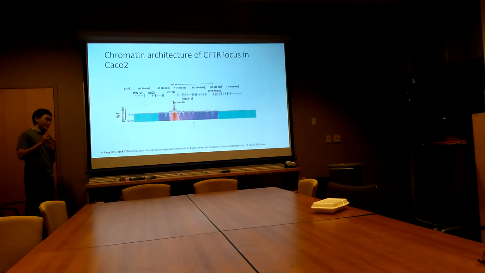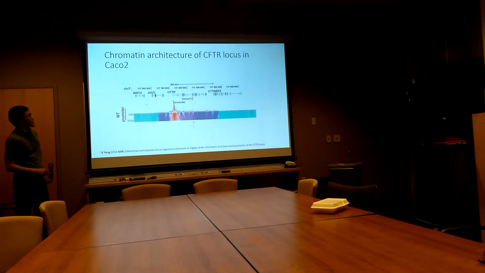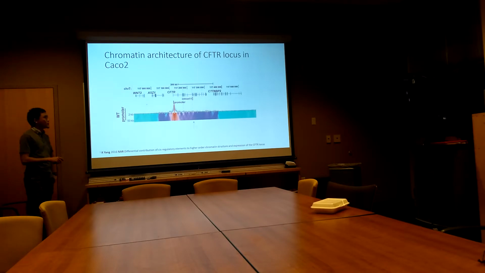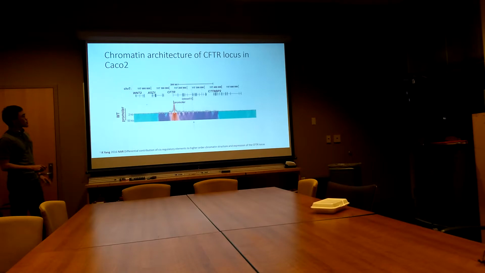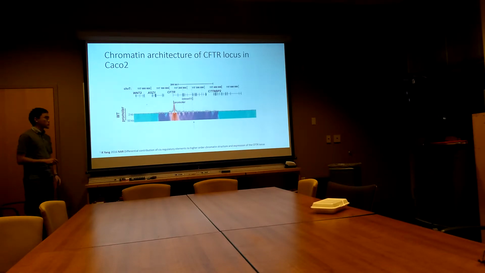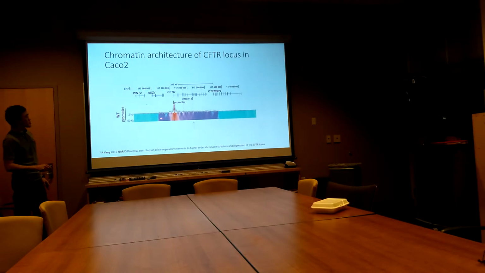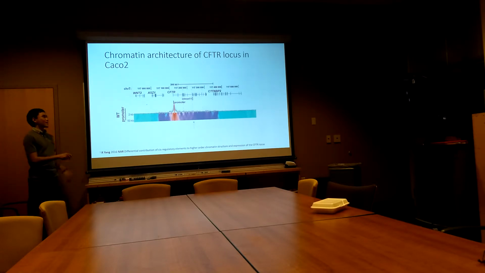Then, in more recent years, in 2016, we adapted 4C-seq to tease apart the architectural regulation of CFTR. Shown here is a wild-type Caco-2 cell. The promoter is the viewpoint. The light blue color indicates less interaction frequency with this promoter, the purple color indicates more frequent interaction with the promoter, and the red indicates a strong interaction with the promoter.